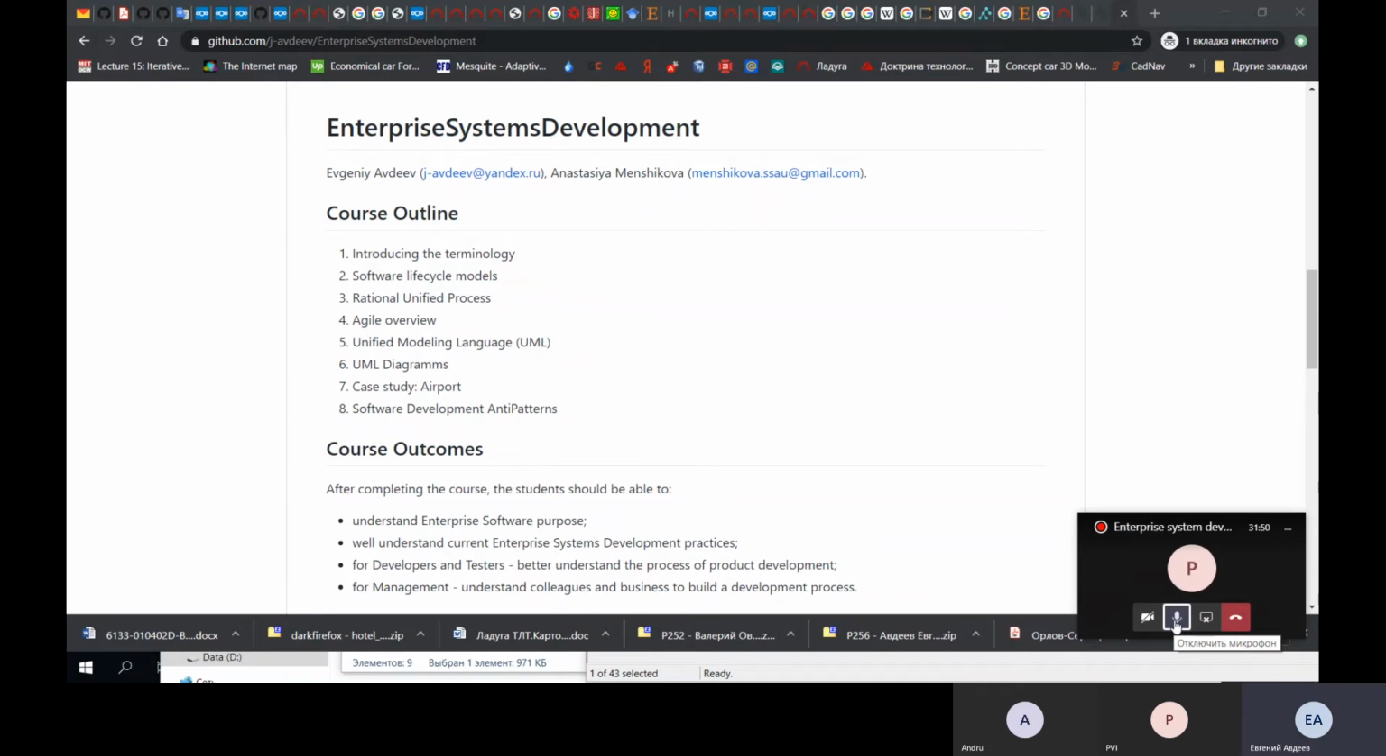This course will be about enterprise system implementation, about enterprise business processes, and about the description of these business processes with instruments such as UML diagrams or some other specific instruments.